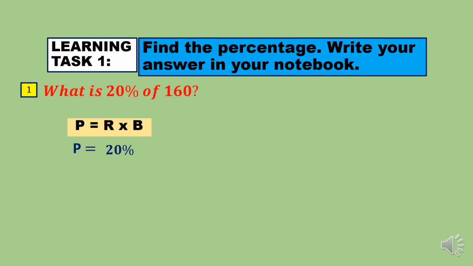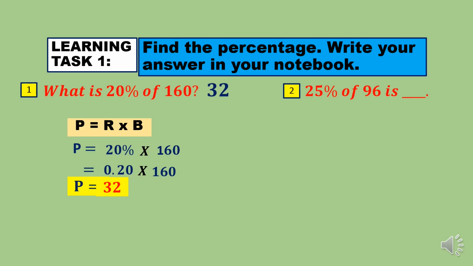So, 20%, that is the rate, times base na 160. Ang 20%, i-change sa decimal form, and that is 20 hundreds, times 160 equals 32. So, what is 20% of 160? That is 32.